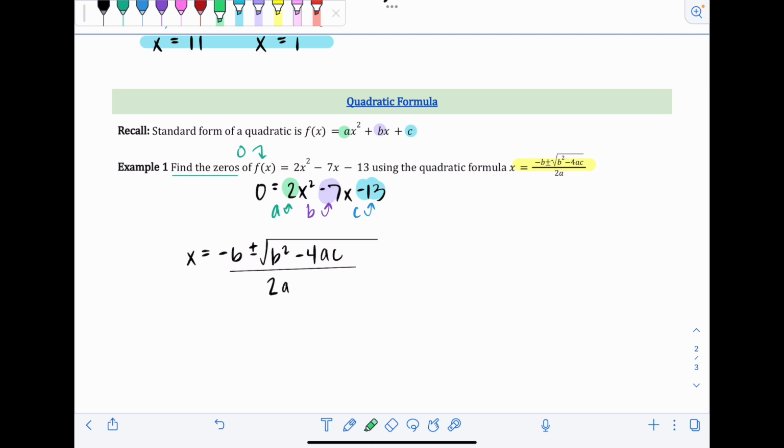So we figured out from our equation that a is 2, that's this number right here. It's the number in front of x squared, the coefficient, so we'll put 2 in right here and right here. And then b is negative 7, that's the coefficient of x. So we'll put negative 7 in right here and right here. And then c is the constant, negative 13, excuse me. So we're going to put negative 13 in right here for c.